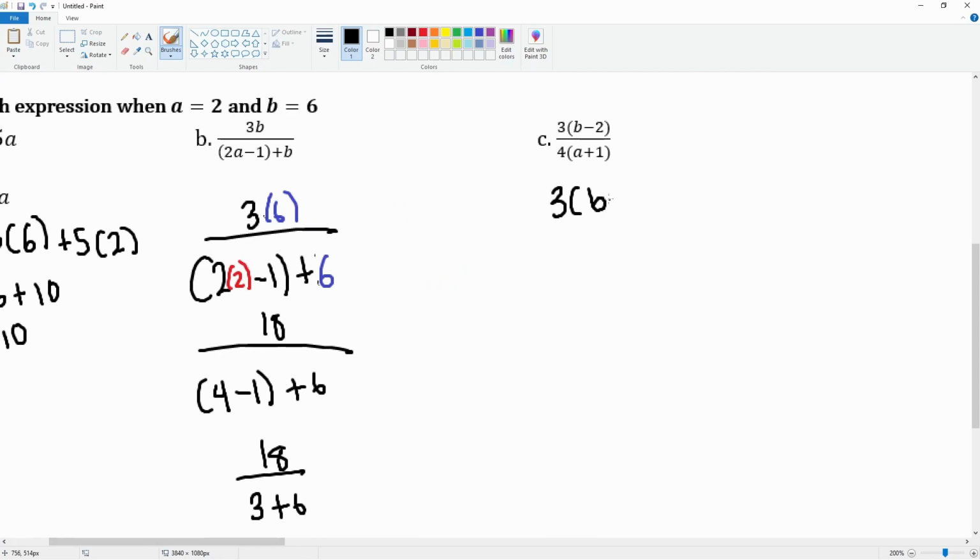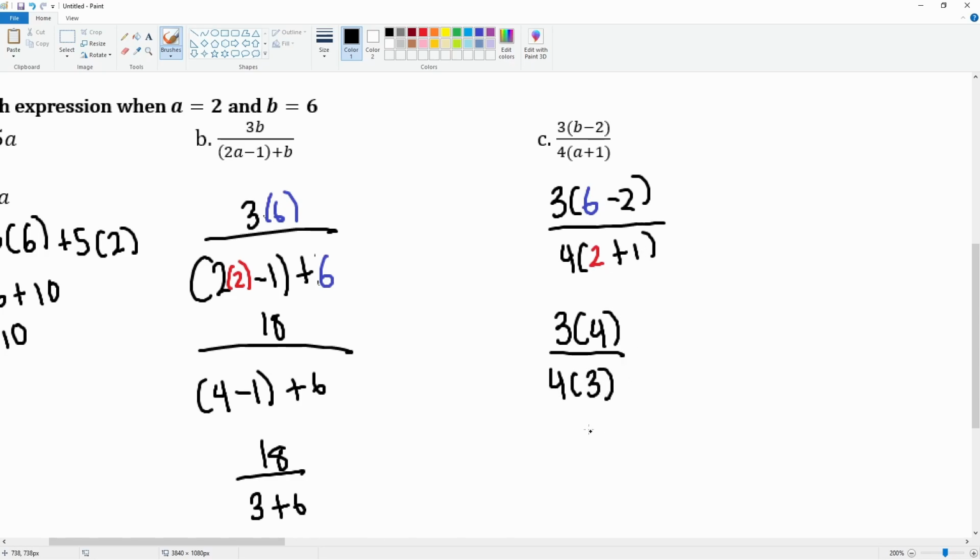3 parentheses b minus 2 divided by 4 parentheses a plus 1. The b gets replaced with the number 6. And the a gets replaced with the number 2. So on top, we have 3 parentheses 6 minus 2, which becomes 4. And on the bottom, we have 4 parentheses times 3. That's what the 2 plus 1 is.